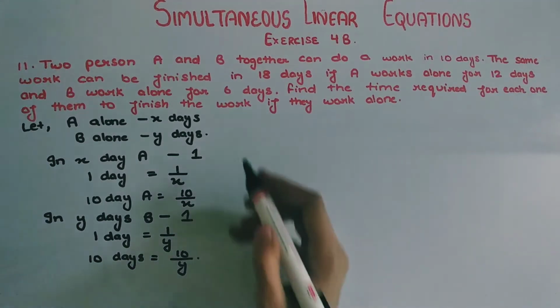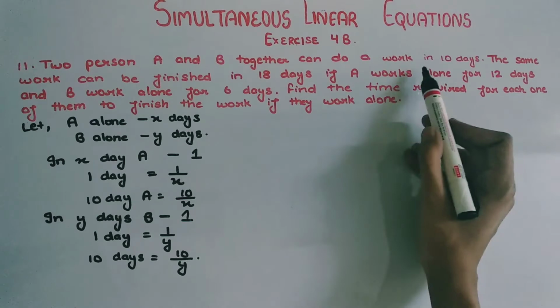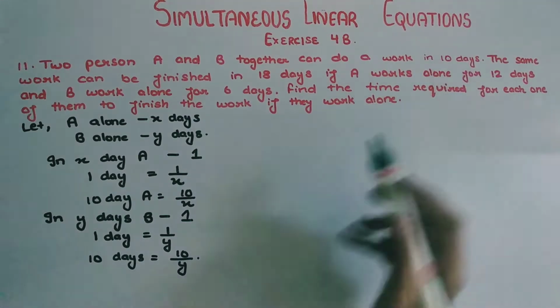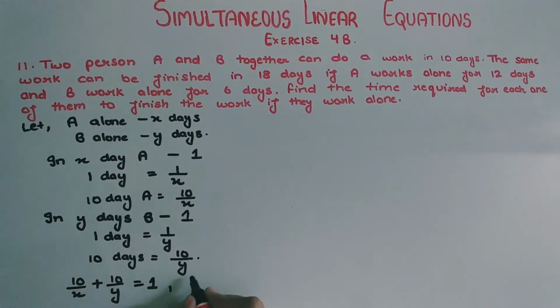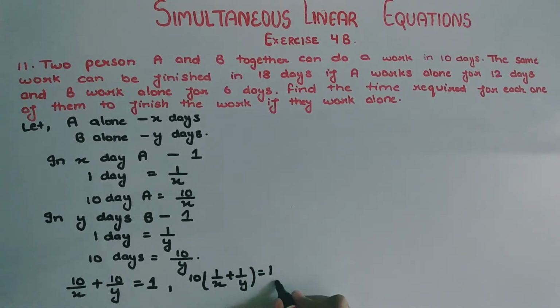But we are given that A and B together can do the work in 10 days. Means in 10 days the work done by A is 10 divided by X and the work done by B is 10 divided by Y, and together they complete the whole work. So if we take 10 as common, this is 10 times (1 by X plus 1 by Y) equal to 1. This is our equation number 1.